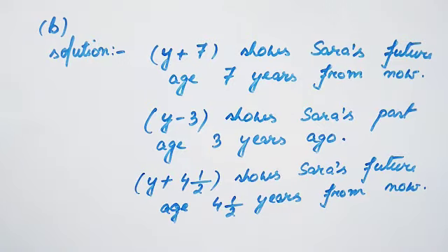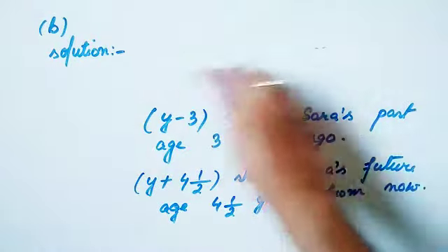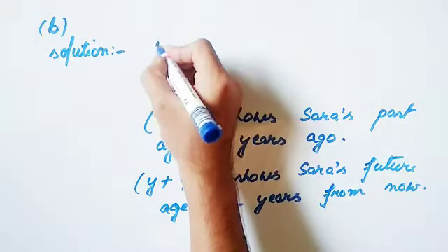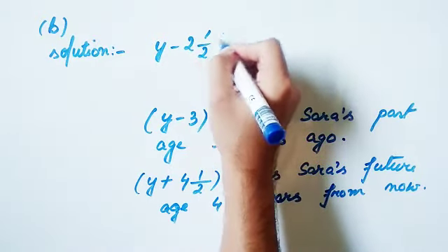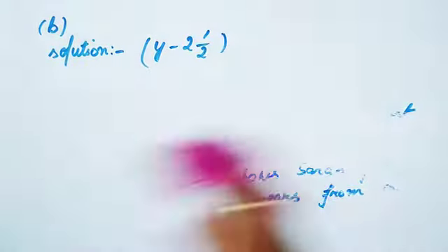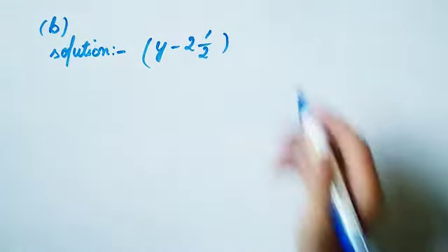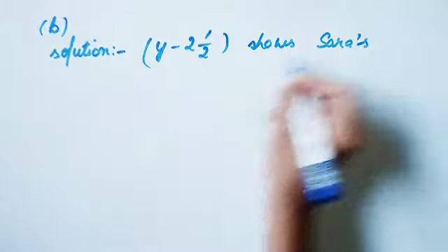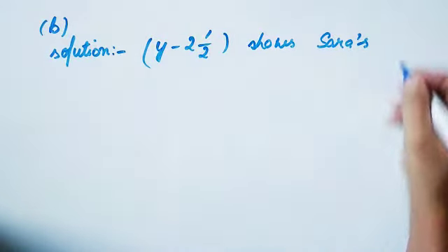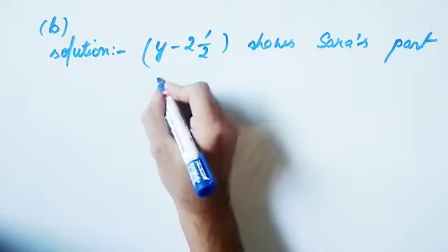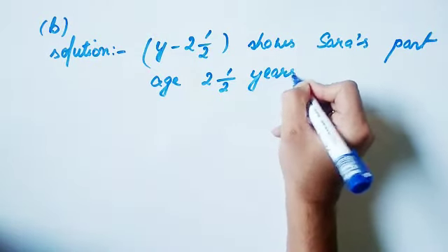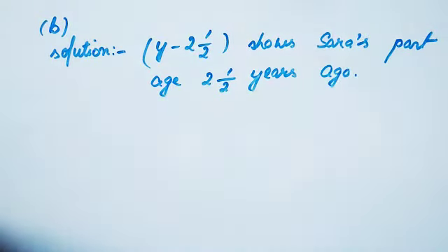Our last expression is y minus 2.5. And what does y minus 2.5 show? Since there is a minus sign, it will show Sarah's past age, 2.5 years ago. Understood, student? That's it. It's very simple.